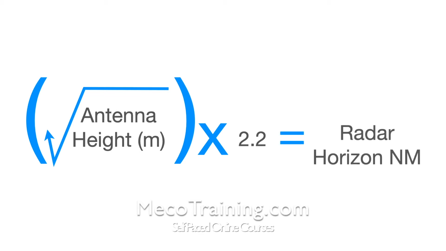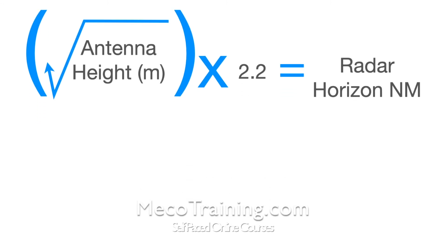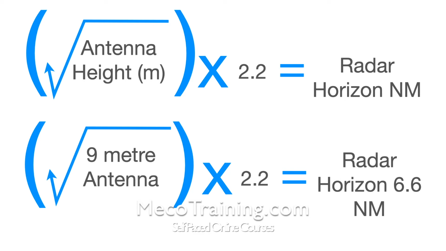Let's do a simple example. If we have a radar that's mounted 9 metres above the waterline, the square root of 9 is 3, and 3 multiplied by 2.2 is 6.6 nautical miles. So let's see exactly what this means and how it's going to affect the way we use the radar.